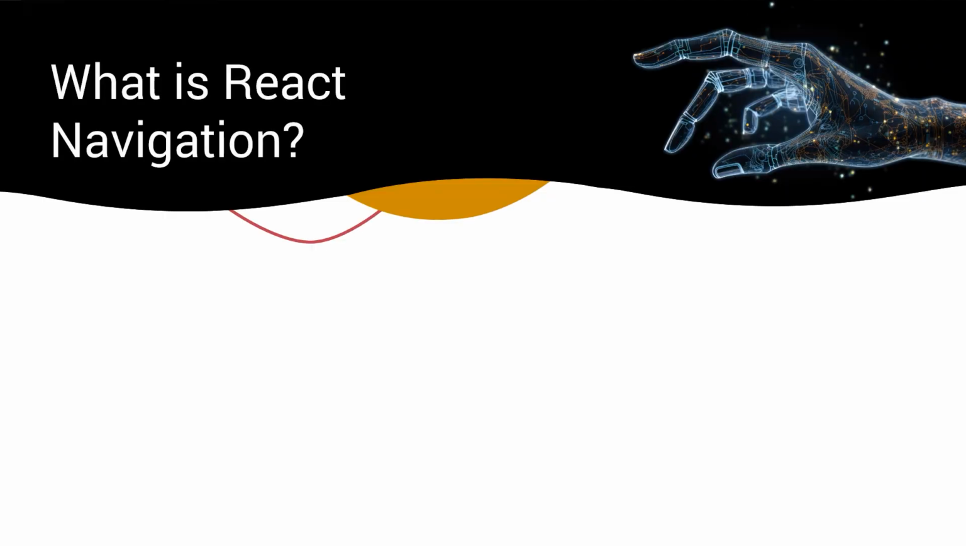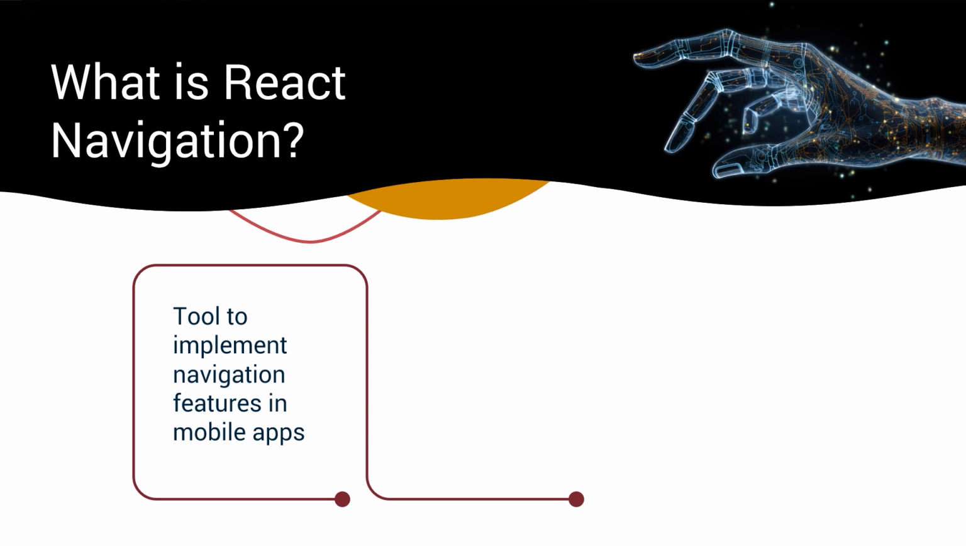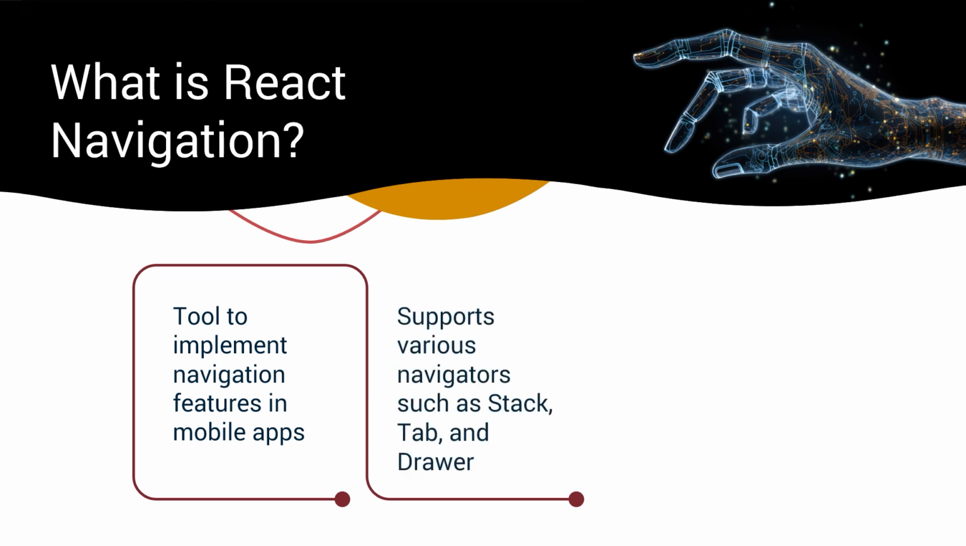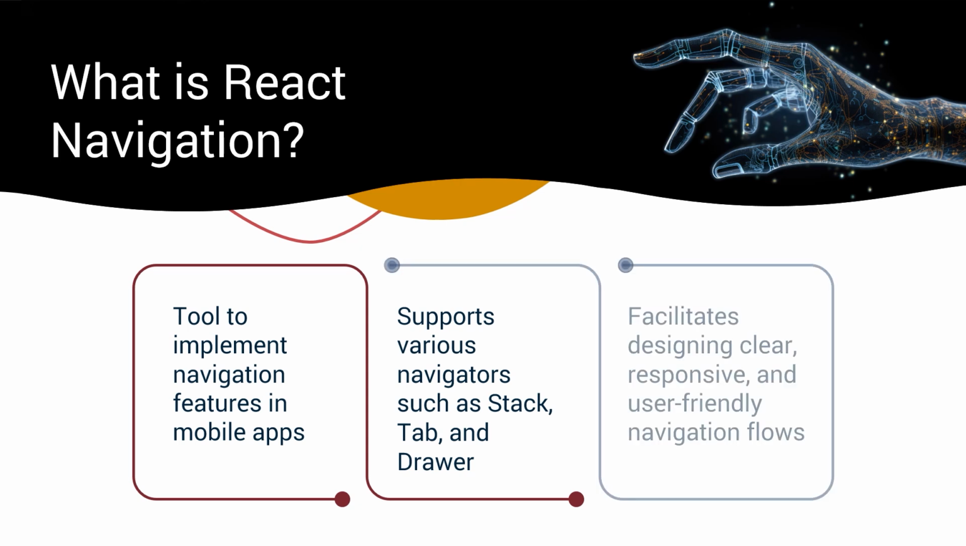React Navigation is a tool developed for the React Native framework, which helps developers implement navigation features in mobile apps. It supports various navigators, such as Stack, Tab, and Drawer, to switch between screens and control routes and deep links. React Navigation also facilitates designing clear, responsive, user-friendly navigation flows that follow iOS and Android design standards.